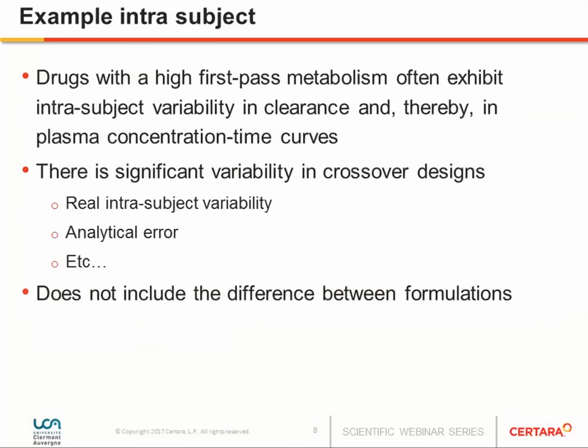Intra-subject variability is linked with within-subject variability. Very often it is linked with high first-pass metabolism or drugs which exhibit a high clearance, that means a high and fast elimination process. In this case, you may have a huge influence from any small differences, for example, in your heart rate, and that is going to modify the quantity and the blood flow in your liver and may modify at the same time your first-pass metabolism. So that is quite important in the crossover design because it's going to be based on the number of subjects that you are going to include within your study.